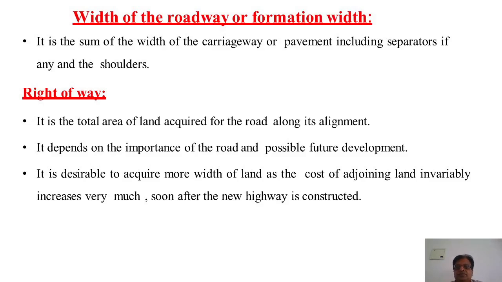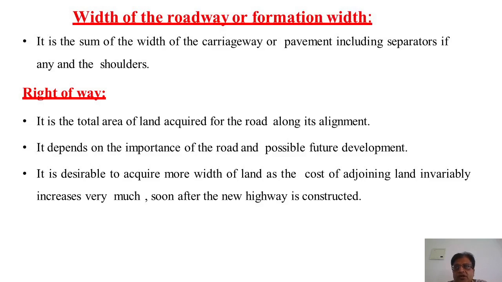Width of the carriageway or the formation width of the roadway. The width of the roadway is the sum of the width of the carriageway or the pavement, including separators if any, and the shoulder. So the roadway width includes your regular carriageway width plus separators if there is a median or any separators in between, and the width of your shoulder. All this makes up your roadway.